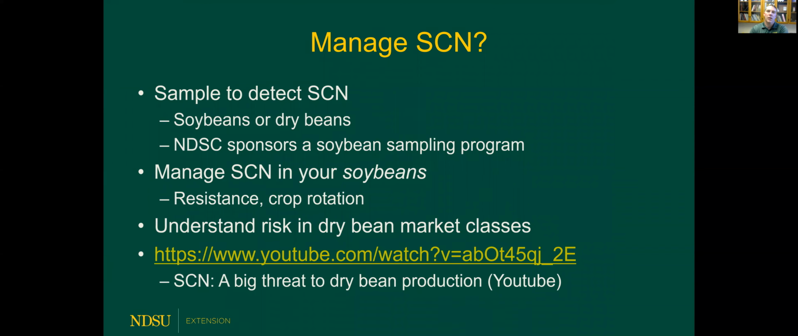So how do you manage this? The first thing is you want to sample to detect it. It's very difficult to see. Even if you dig the roots carefully, it's hard to know for sure if you've got SCN. So soil sampling in the fall is critical. You can soil sample soybeans or dry beans. I think this is really critical for the dry bean growers that also grow soybeans.